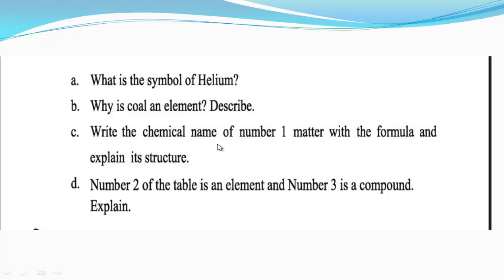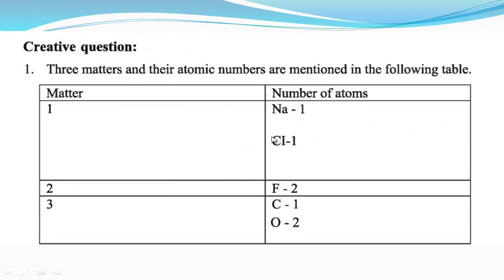You just learned about the structure of the atom. So what will be the chemical name? Follow the table: 1 sodium atom, 1 chlorine atom. If you write them together, sodium chlorine, so what will be the chemical name? Sodium chloride. And its formula will be NaCl. Understood? And its structure drawing you will learn in standard 9.